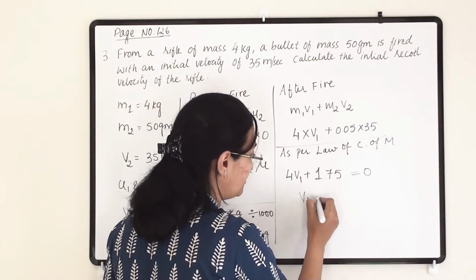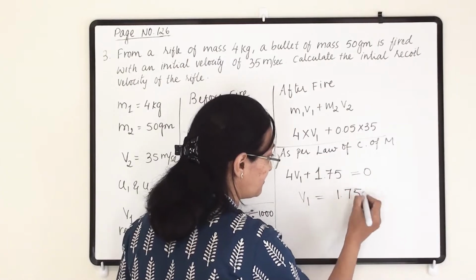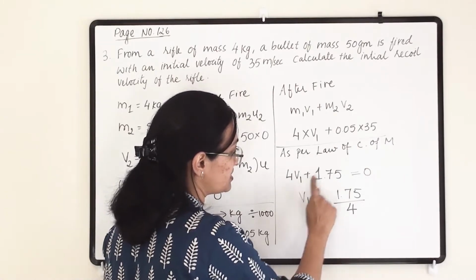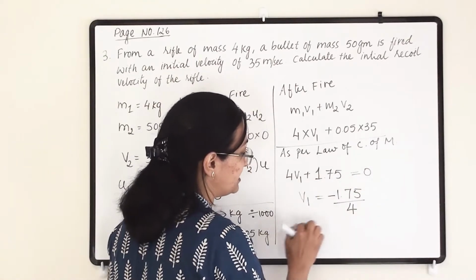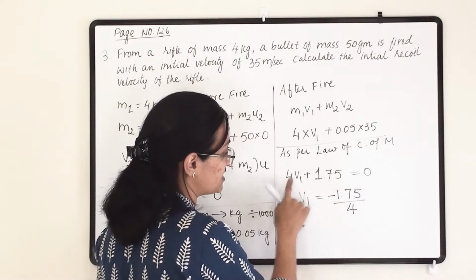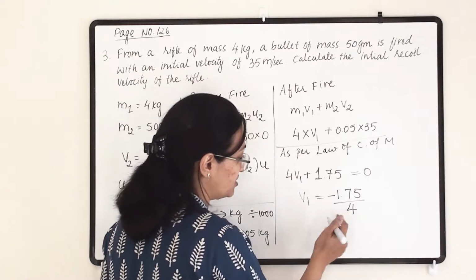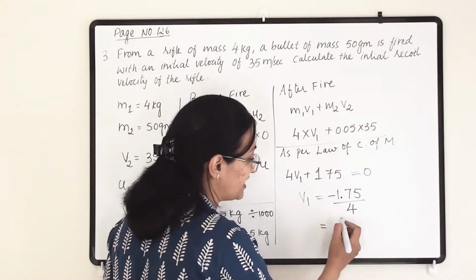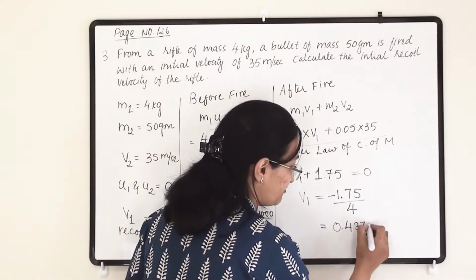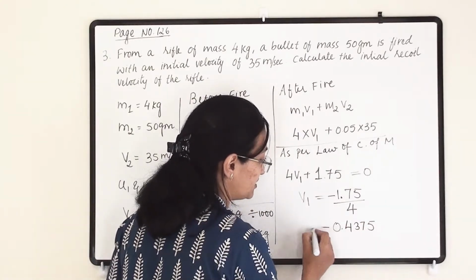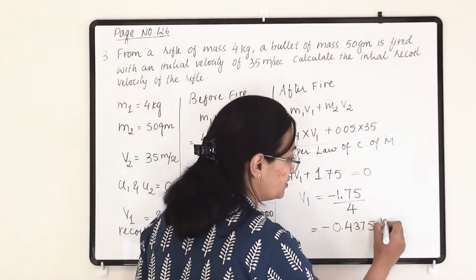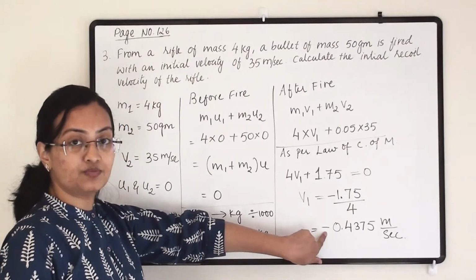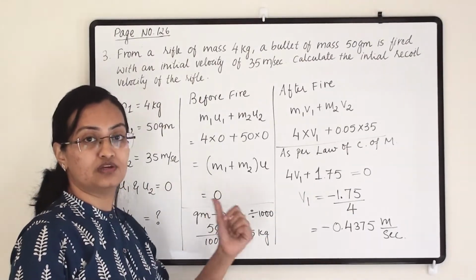So let us say V1 equals 1.75 and in the denominator 4 will be there, because here 1.75 is in the plus. Once it changes the side, it will get a negative sign, and this is in multiplication. Once it changes the side, it will go to the denominator. So once we solve 1.75 over 4, we will get 0.4375, and this is going to be negative. Since this is velocity, the unit is meter per second. Now this is negative, that means it will go in the backward direction.